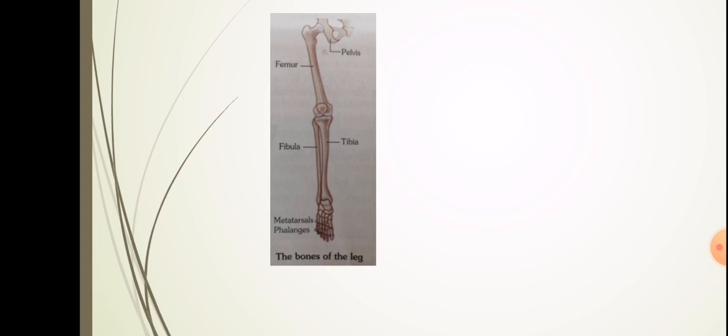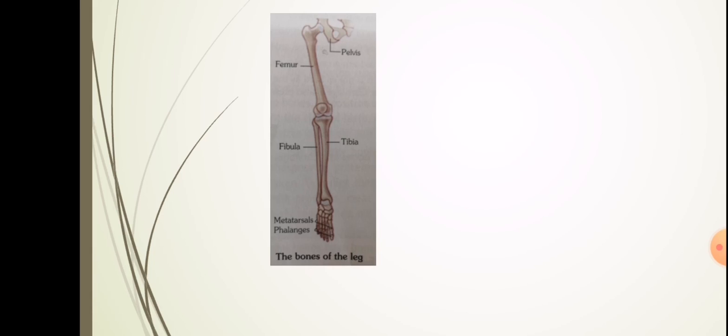Now, if we talk about this femur, the femur is the strongest and longest bone, and it bears most of the body weight. Our body weight is borne by this femur only. Okay, the lower leg basically consists of two bones, and they are called the fibula and tibia. Okay, these two bones are present in our lower leg.